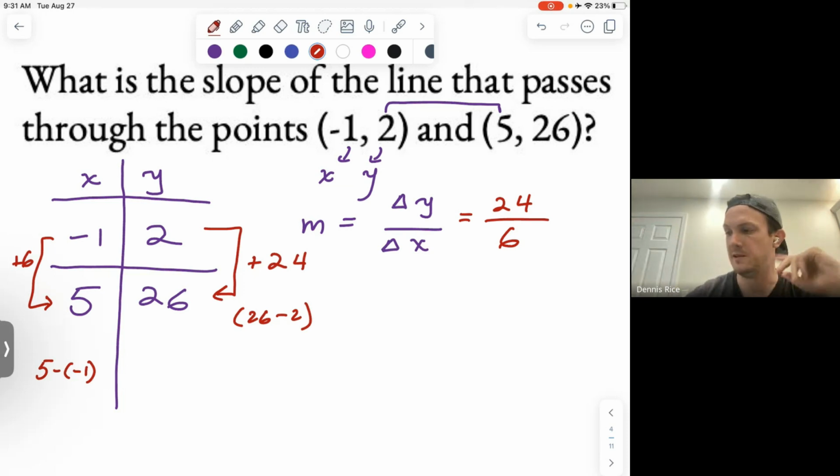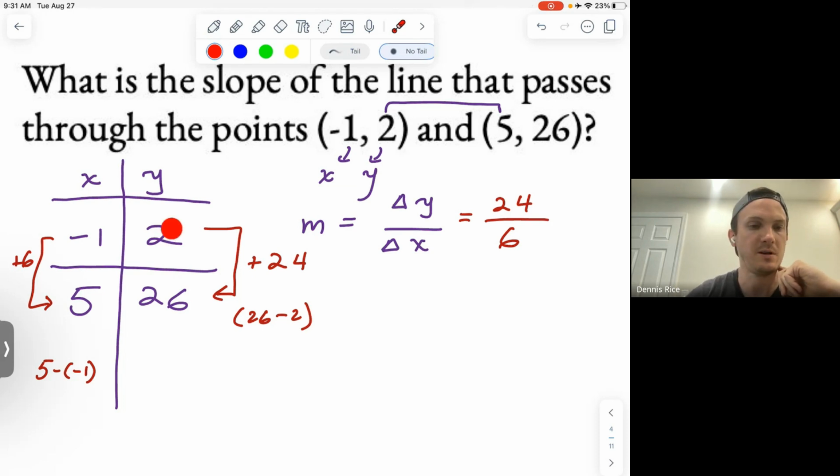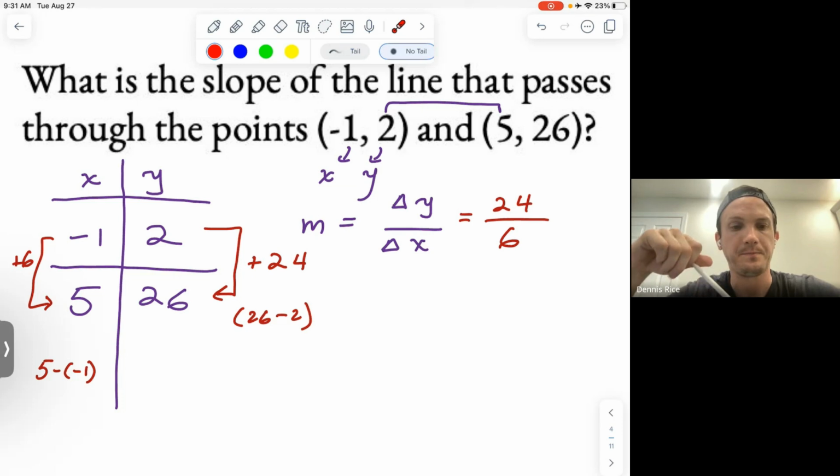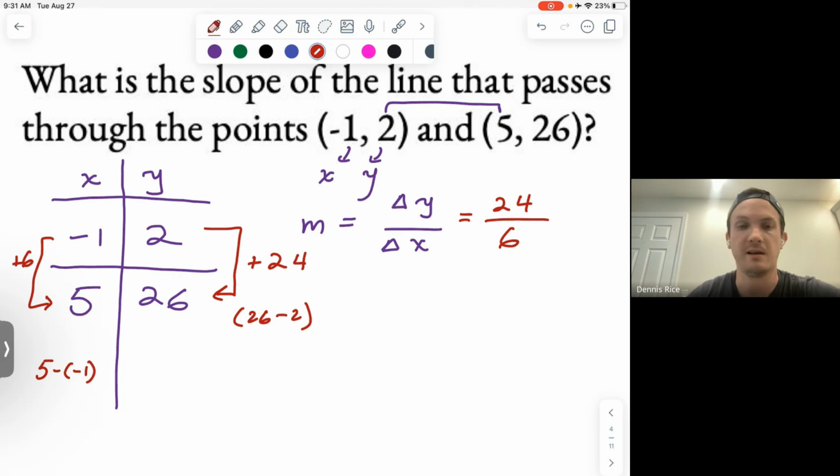What I mean by that is even when we're doing mental math, if you go from 2 to 26, what is that? I wouldn't go over here and then say, all right, now I'm going from 5 to -1. So whatever order I start doing this problem, I want to make sure that I'm doing it the same for X and Y. Okay, and last but not least, our ratio is 24 over 6. Like most things, we can simplify it, and we can just say the slope of this line is 4.